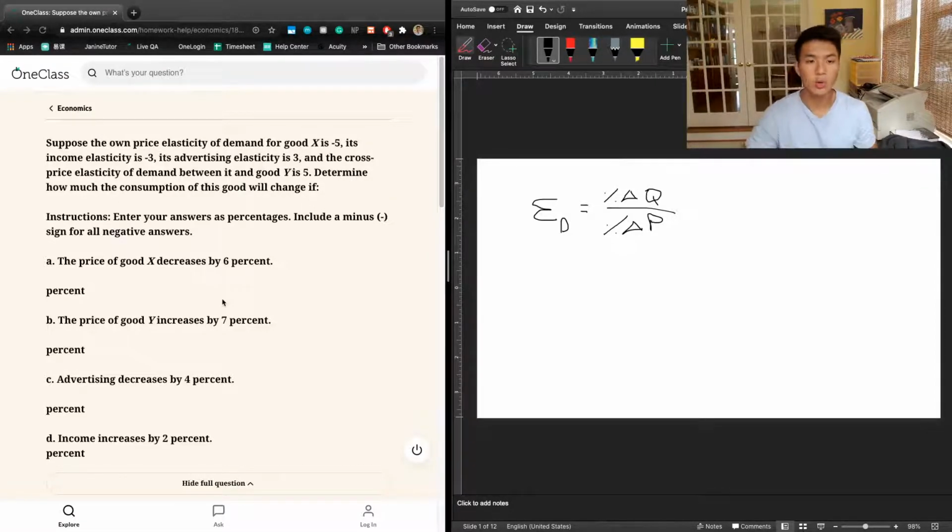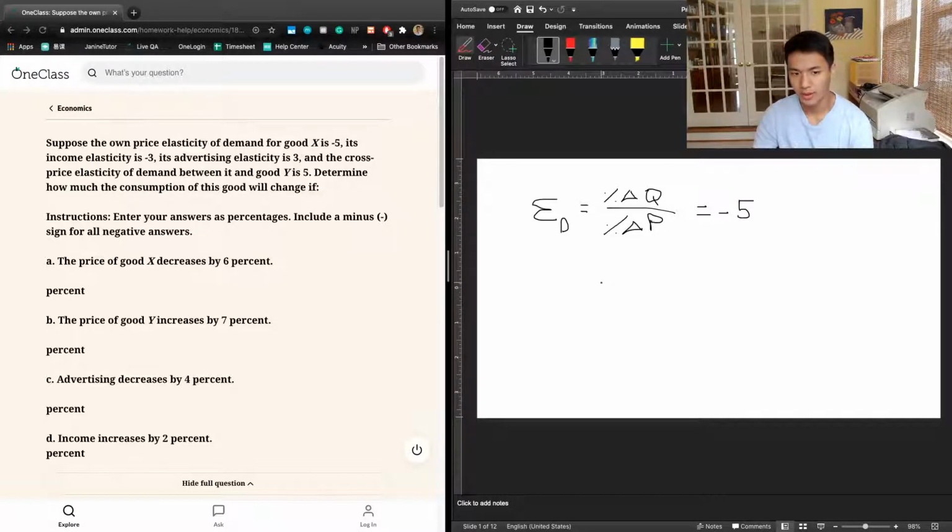For this one, we can easily substitute this in. We know that the own price elasticity of demand for this good is -5, so we can set this equal to -5. And we already know the price of the good is decreasing by 6%, so this would be -6. So we have -6 divided by the change in P is equal to -5. So the percentage change in P should be about 6/5%.